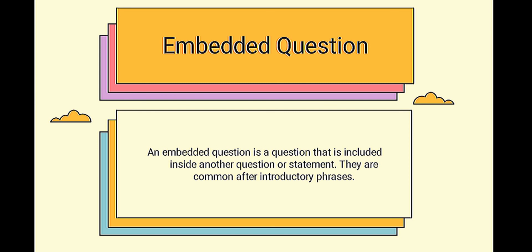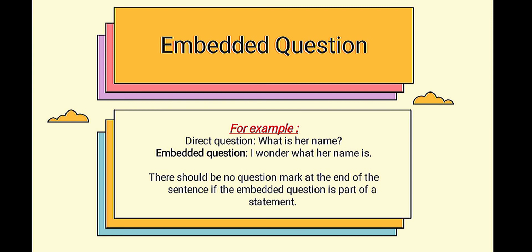Embedded question. An embedded question is a question that is included inside another question or statement. They are common after introductory phrases. For example, direct question. What is her name? Embedded question. I wonder what her name is. There should be no question mark at the end of the sentence if the embedded question is part of a statement.